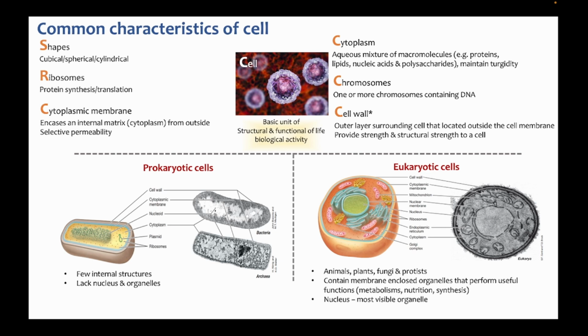So now essentially we'll look at the general differences between the prokaryotes and the eukaryotes. As I've mentioned, prokaryotic cells are very simple. You have a cell wall, you have the cytoplasmic membrane, cytoplasm, then you have your DNA. Sometimes the bacteria will carry plasmids.